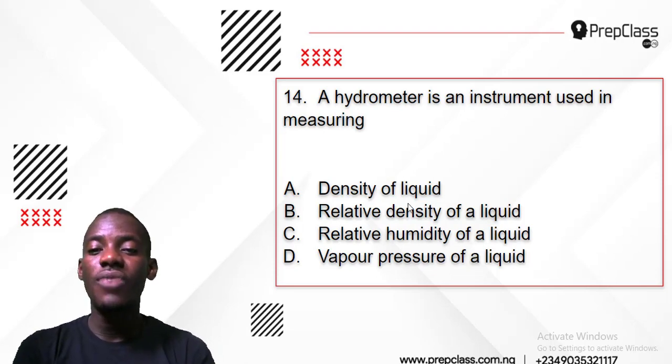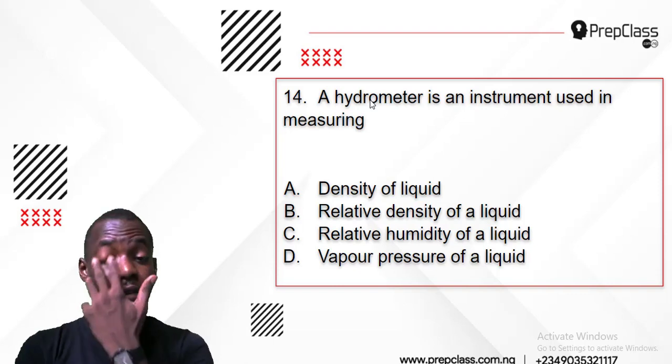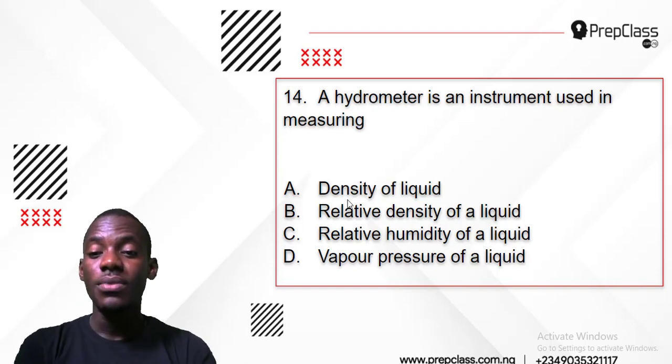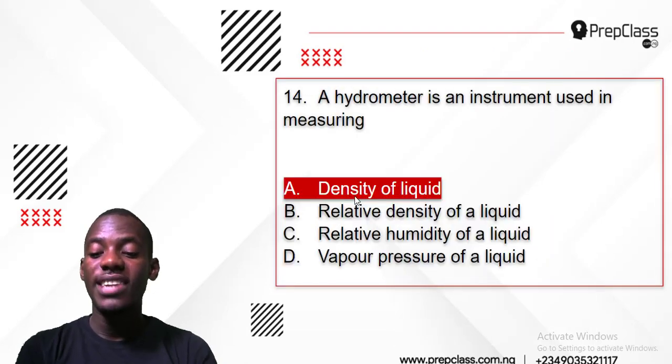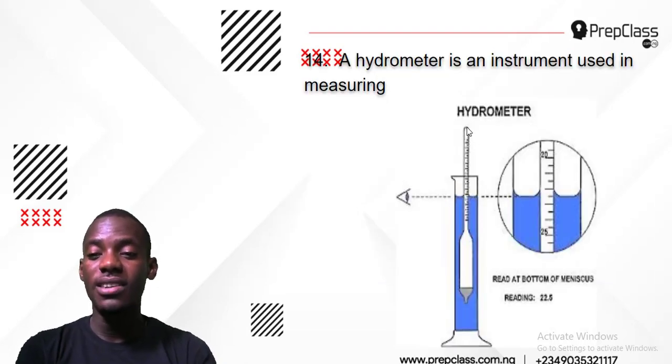So the answer for this question is that a hydrometer measures the density of a liquid. Like you can see here, this is a hydrometer. When you place the hydrometer in this test tube, you wait until it stands straight. It needs to stand straight on its own in the water, and then you can take your reading this way. And that is the hydrometer.